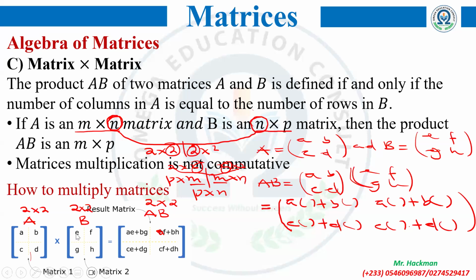So I take my first one, E. I move column-wise, so it will be E, E, G, G, F, F, H, H. So this should be E, and this should take the next one. Whatever you write here, you repeat it here.